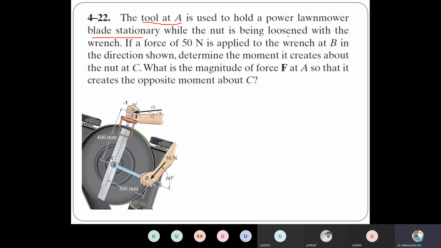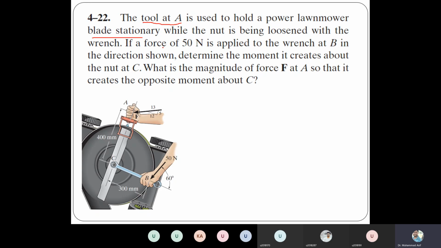While the nut is being loosened with the wrench, another wrench is used to loosen that nut and another force is applied. So this force keeps the lawn mower stationary, while this wrench applies force in the opposite direction. If you look at the direction, this force produces a counterclockwise moment, whereas this force of 50 Newton produces a moment in the clockwise direction. So basically they are opposite to each other.